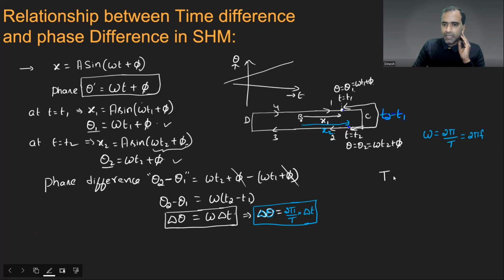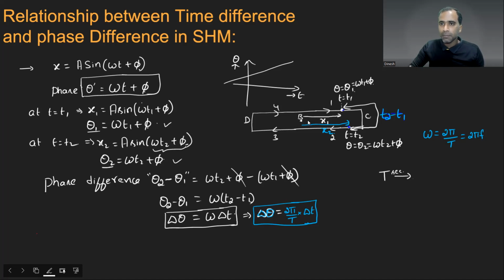In a time period T, can you tell me how much is the phase covered? T means time period. Time period means time taken to complete one cycle of simple harmonic motion. This total motion, 1, 2, 3, 4, happens in a time of T seconds. In these T seconds, one cycle is completed. This is also periodic motion. So one cycle or one period is completed.